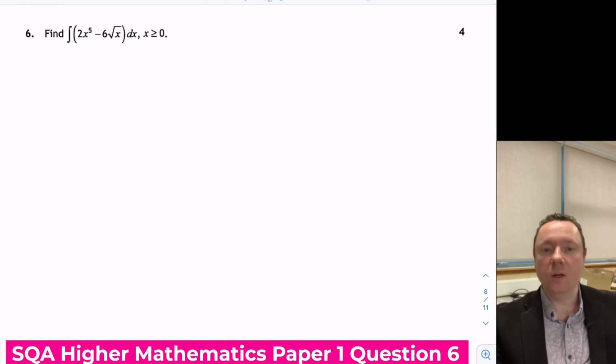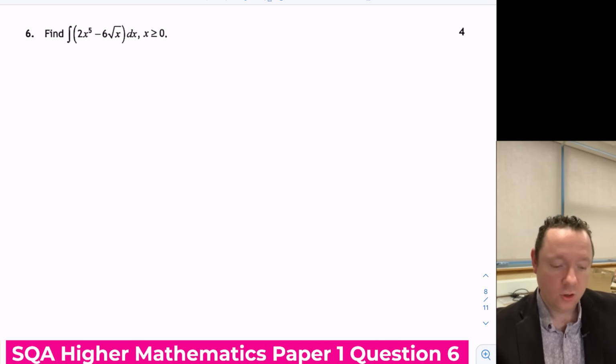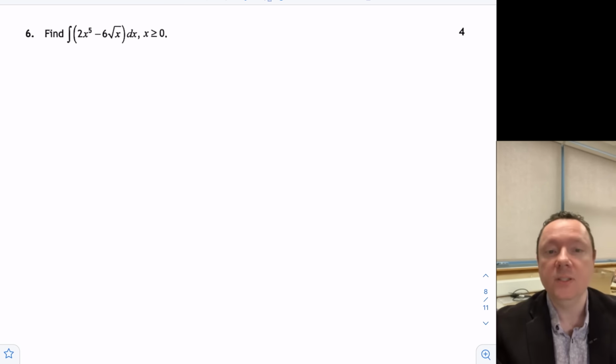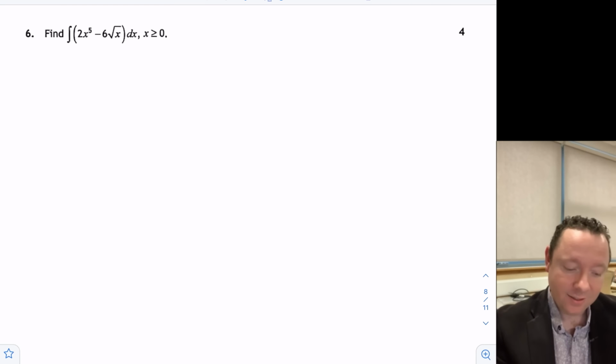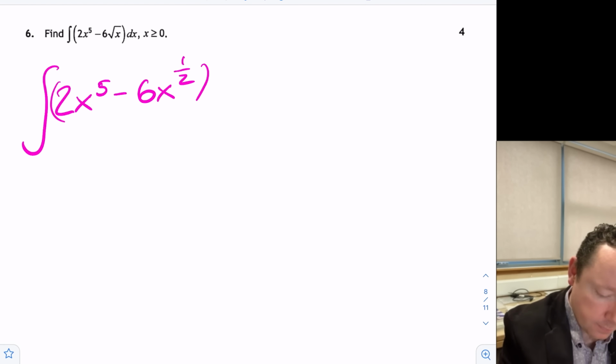SQA Higher Maths 2023, Paper 1, Question 6. Integrate 2x to the power of 5 minus 6 root x dx for x greater than or equal to 0. So integration without limits means there's going to be a plus c, but I need to get it ready to integrate. Root x becomes x to the half. So I'm going to integrate 2x to the 5 minus 6x to the half dx.